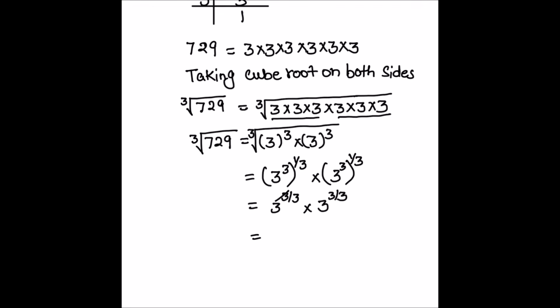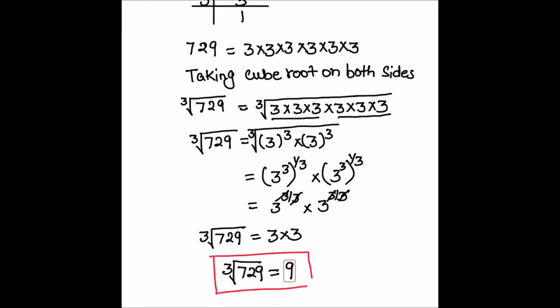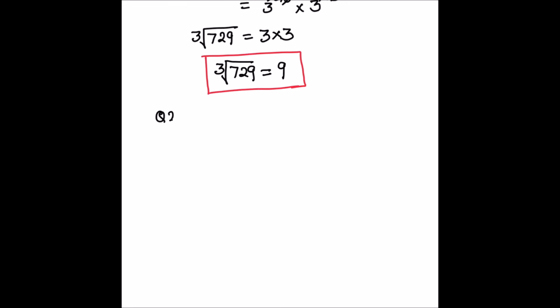This 3 and 3 will get cancelled and we are left with 3 times 3. This is how we find the cube root, by taking cube root on both sides and finding the prime factorization of the number. So cube root of 729 comes out to be 3 times 3, which is 9. So this is our final answer for question 2 part A. The B part is to find the cube root of 1728.